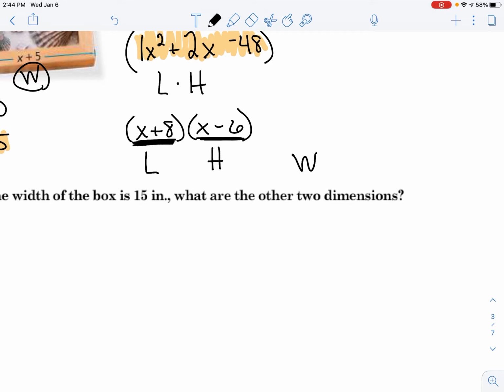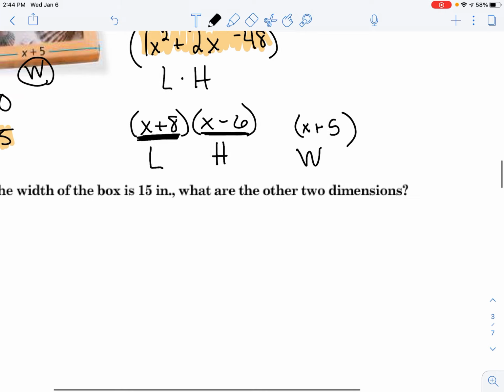And remember what the width was, everybody? The width was x plus 5. So it did not ask us to get a number for the length, the width, and the height. It's just an expression. So the length is x plus 8, the height is x minus 6, and the width is x plus 5. Pretty cool.